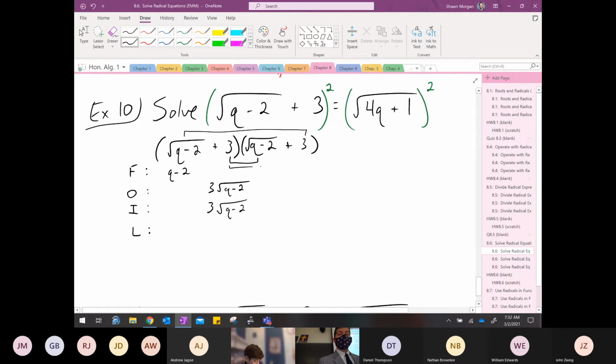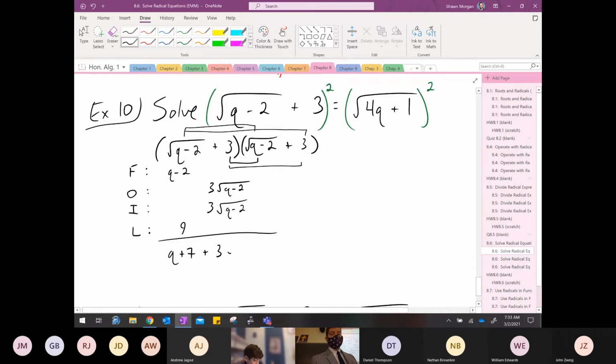And then last times last. Oh, that's so easy. I love it. Last times last. It's just 3 times 3, that's 9. And I'll put that over here. Did you notice how I kind of lined them up based on like terms? Okay. So we got q minus 2 plus 9. So what is that? Q plus 7.